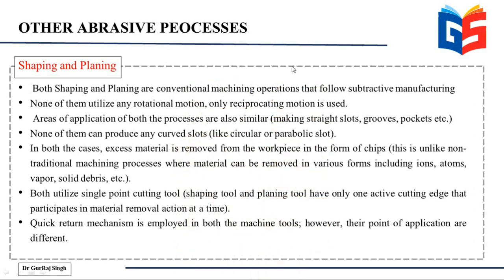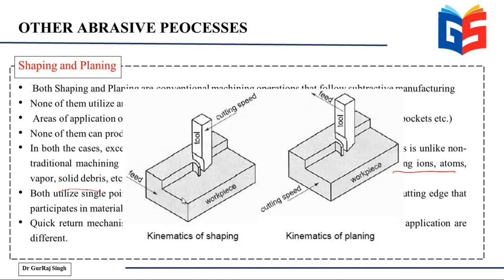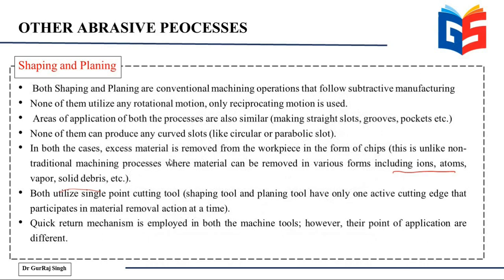In both cases, excess material is removed from the workpiece in the form of chips, unlike ions or atoms or solid debris in the case of the non-conventional methods. Shaping and planing involve material removal just like any other conventional process such as turning or milling. They both utilize a single point cutting tool, as we've already seen. And a quick return mechanism is employed in both the machine tools, however their points of application are different.